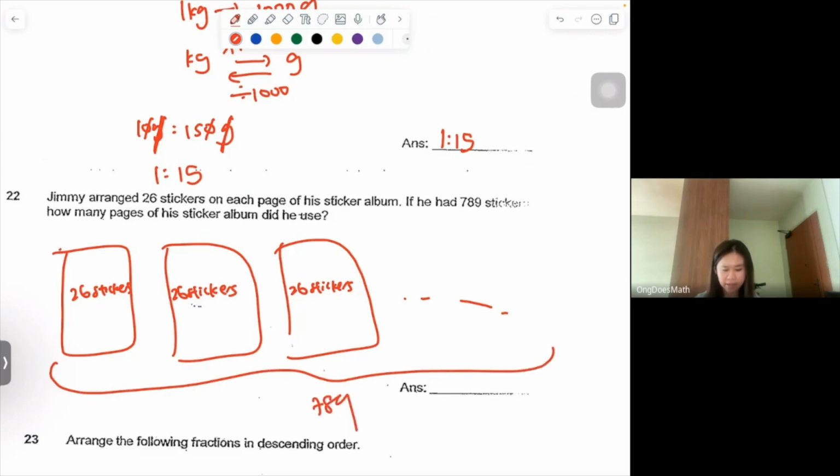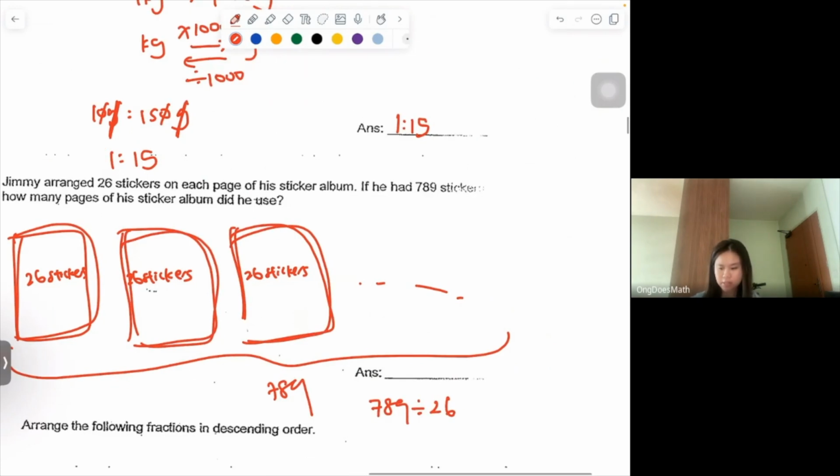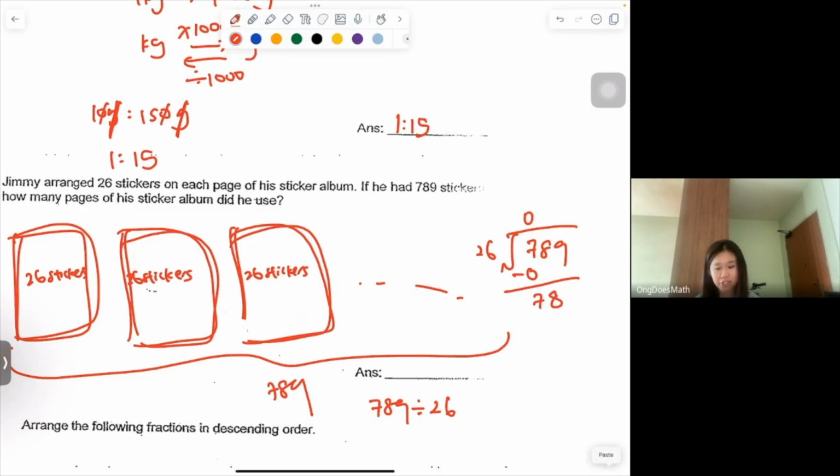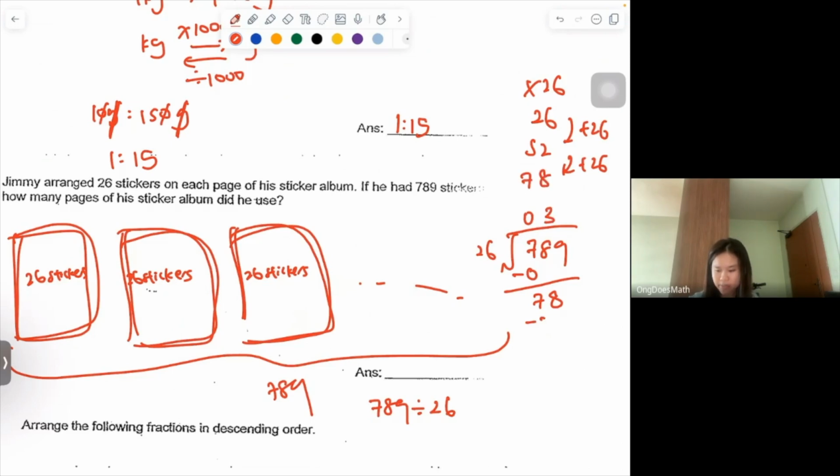So you just want to find out how many groups of 26 stickers there are. So just take 789, divide by 26. I'll work it out with you. So 7 cannot be divided by 26, put 0. And we have a 78. Numbers are very large, so what you want to do is list out multiples of 26 at the side. You just keep adding 26. So this is 52. Keep adding 26. So this will be 78. Just nice, this will be 3. 78 minus 78, 0, 9.